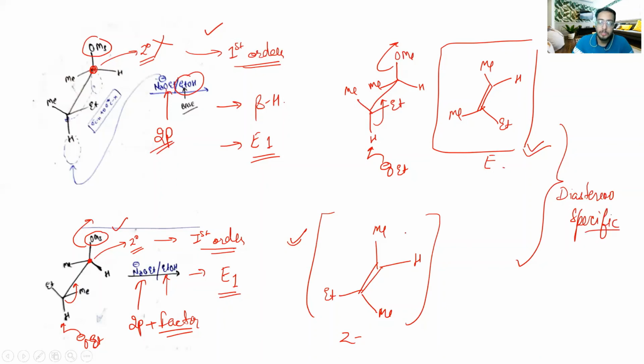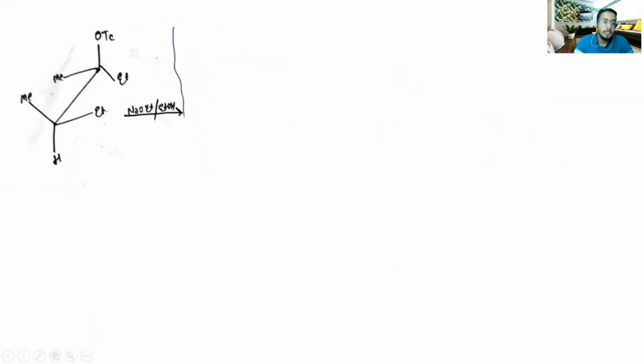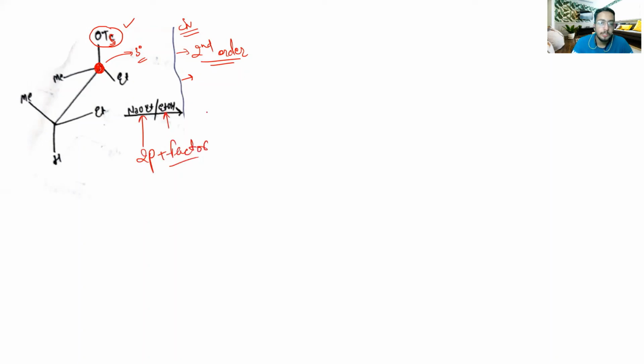Diastereospecific reaction. Similarly in this example, we have an OTs group here, which is a very good leaving group. That means it is an SN reaction. And also if we see here, after removing the OTs group, we get a 3 degree carbocation here. Therefore the reaction will go with second order. Either it can be SN2 or E2. Now we see the nucleophile here, which is a 2p type, and a base is given, plus the factor. Therefore the reaction will go with E2 mechanism.